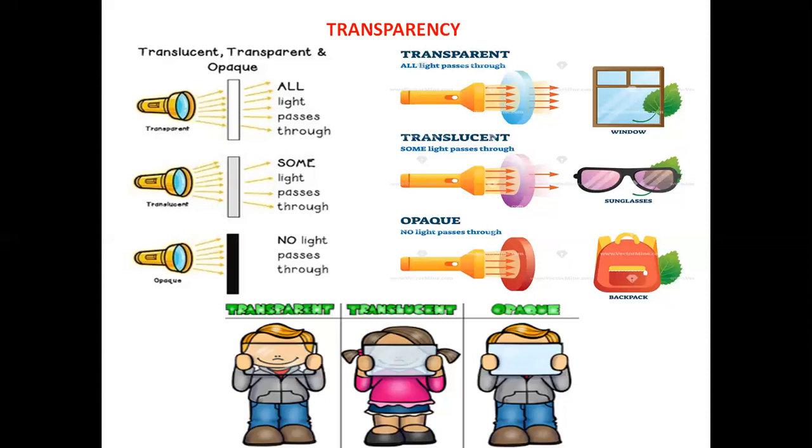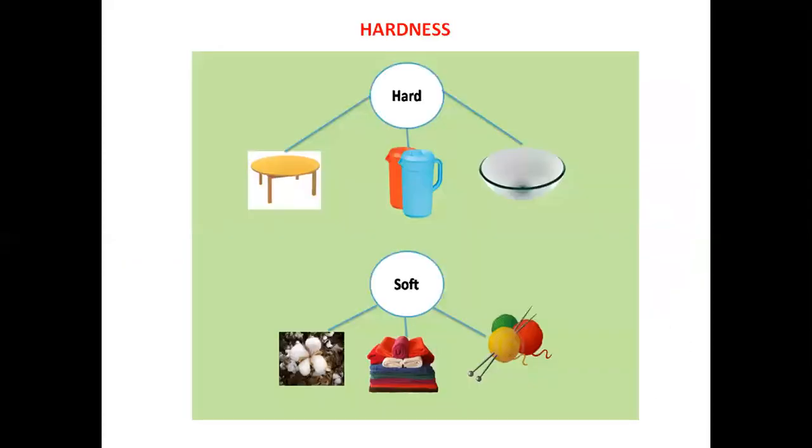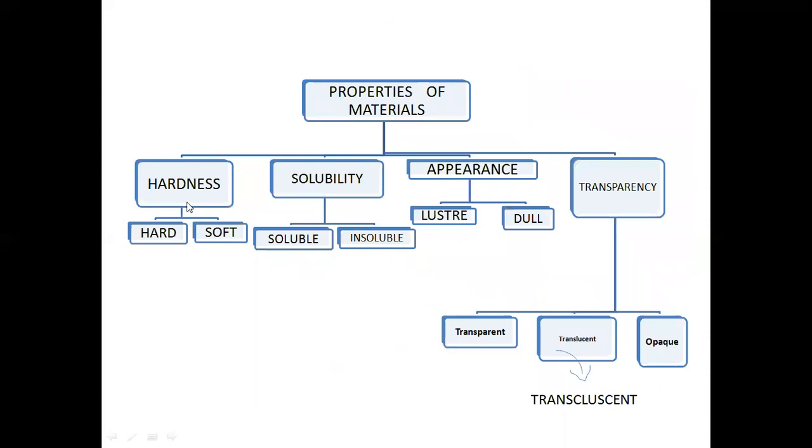So this is all about sorting of materials. We have learned what a material is, that is, objects present around us, and why we need to sort them on the basis of their physical properties. We are dividing them as hardness, solubility, appearance, transparency. And again, hard and soft come under hardness, soluble and insoluble come under solubility, lustrous and dull come under appearance, and transparent, translucent and opaque come under transparency.